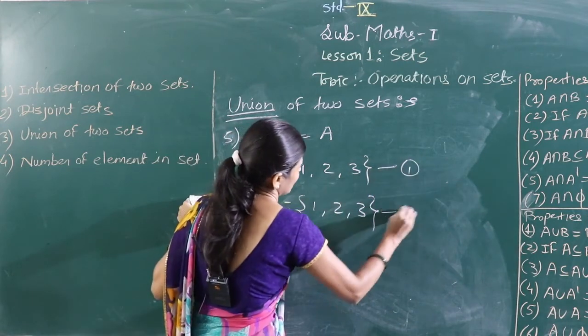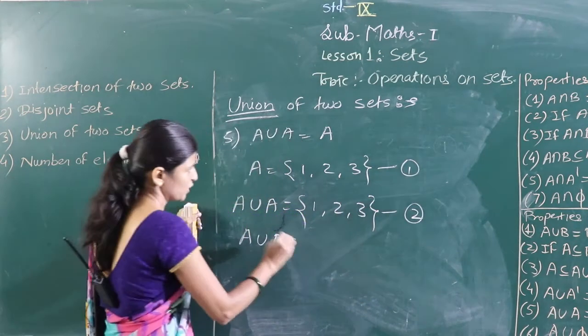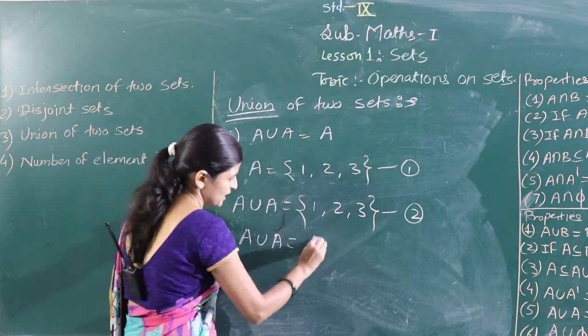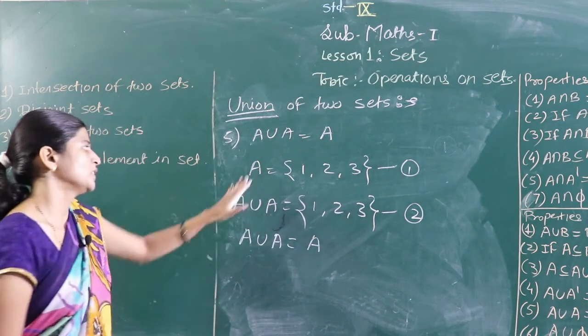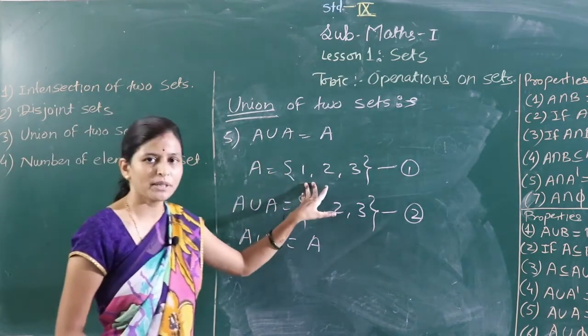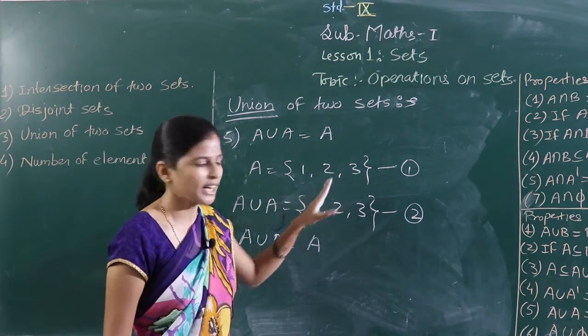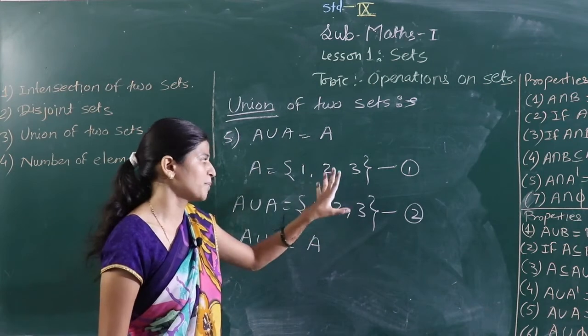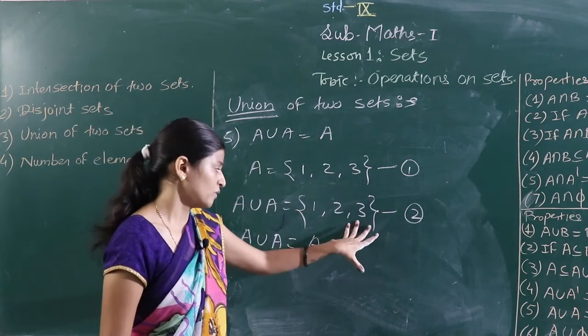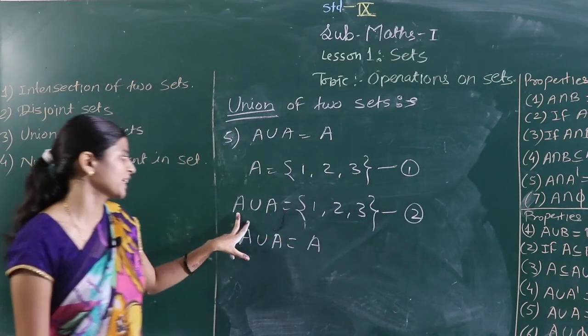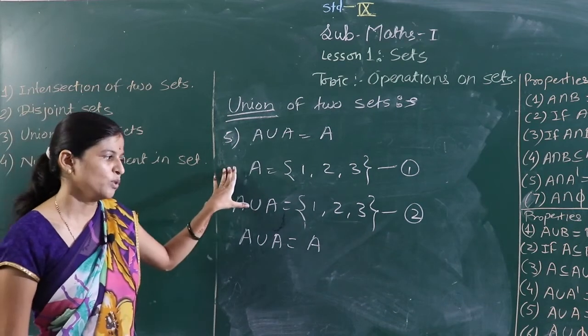Suppose this is equation 1 and this is equation 2. So from 1 and 2, what do we get? A union A is nothing but A, because the union of these two sets is nothing but common and uncommon both. Means 1, 2, 3. Those that repeat themselves, we write down only once. So what we get here is A union A equal to A.